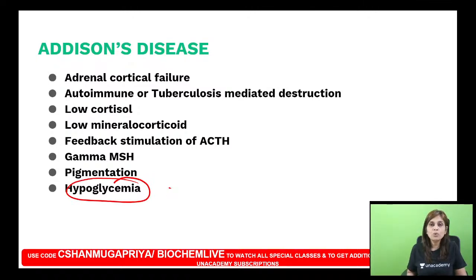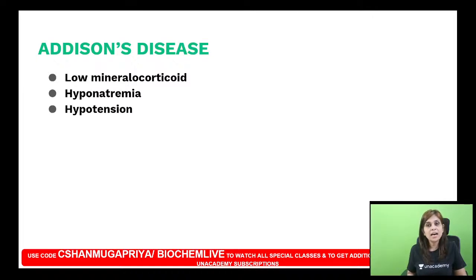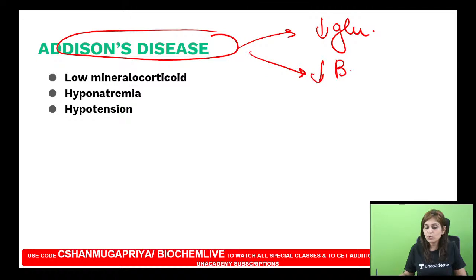And when there is low mineralocorticoid, you know mineralocorticoid is supposed to cause sodium reabsorption. In this case, there is no sodium reabsorption, so that causes hyponatremia, and this hyponatremia causes hypotension. So the take-home message here is Addison's patient will often present with an episode of hypoglycemia or with an episode of hypotension.